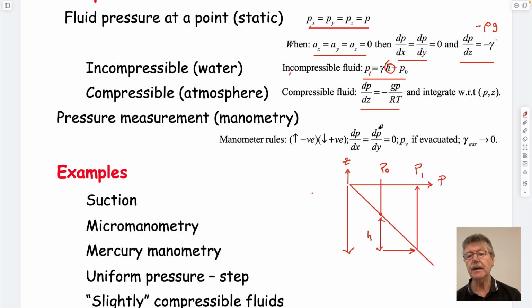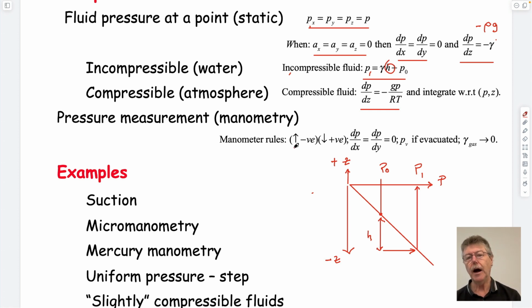We make a distinction here in that this is H, not Z, because H is positive in this direction, plus ve. Sorry if I didn't mention that. This is negative Z in this direction, and that defines our manometer rules. And of course, the manometer rules make sense if we go through them. So you need to make this distinction that H is a height that we're measuring as we're going down. And it matters in which way we go.